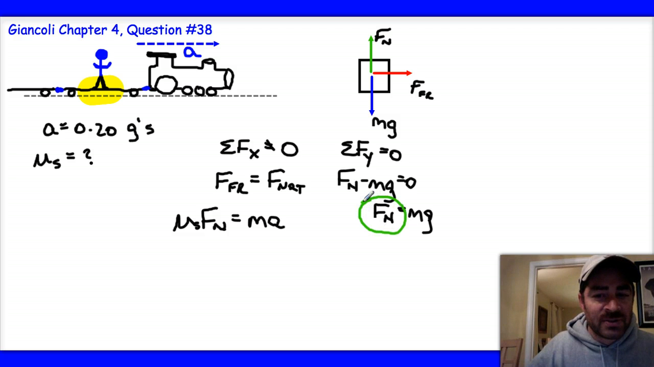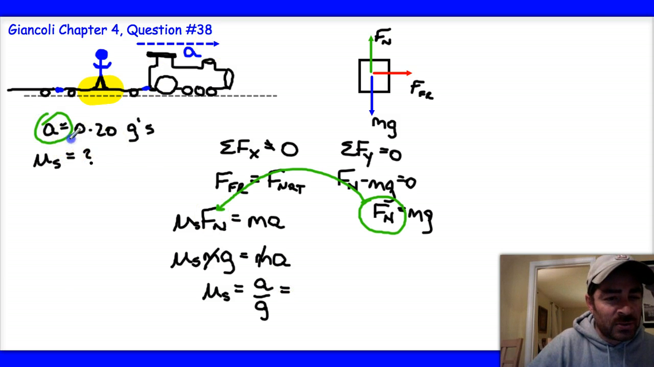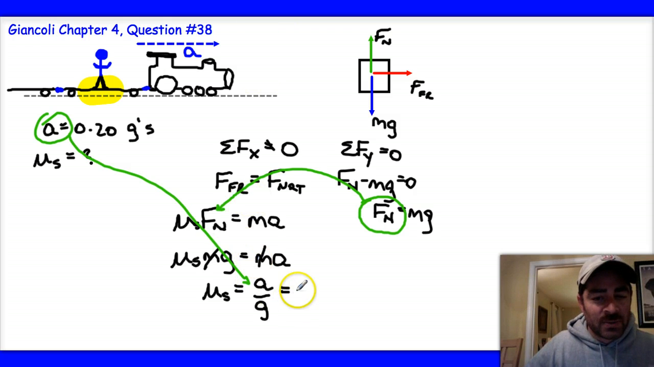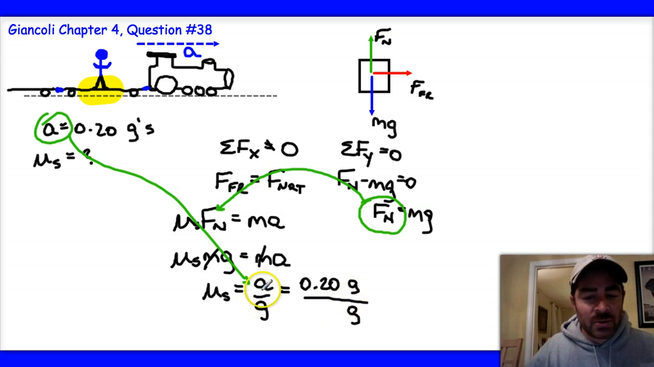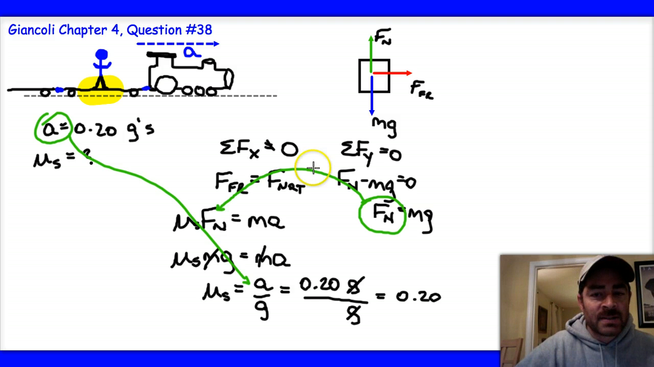You should start recognizing a pattern of substitution here, seeing that the normal force can be substituted with mg. I get mu static mg is equal to ma. The m's cancel out, and the coefficient of static friction is going to be a over g. Further, we can see that this acceleration of 0.2 g's can be substituted here, and so now I'll get 0.20 g's over g. If you wanted to, you could replace that, but here we see it's so easy just to eliminate those g's, and I'm left with my minimum coefficient of static friction being 0.20. Box that in and call it a day.